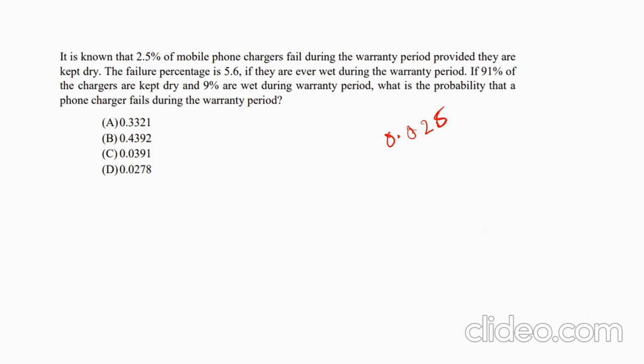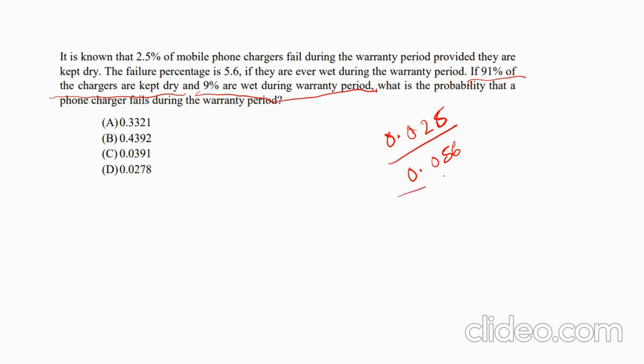So if we kept it dry, then it is 0.025, and if we kept it wet, then it will be 0.056. Now, if they are ever wet during the warranty period, right? So if 90% of the chargers are kept dry and 10% are kept wet during the warranty period, what is the probability that a phone charger fails during the warranty period?